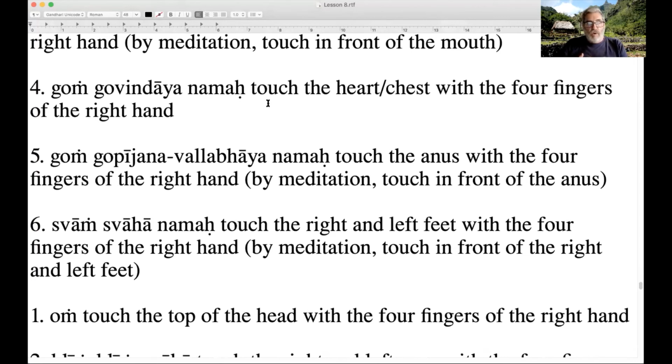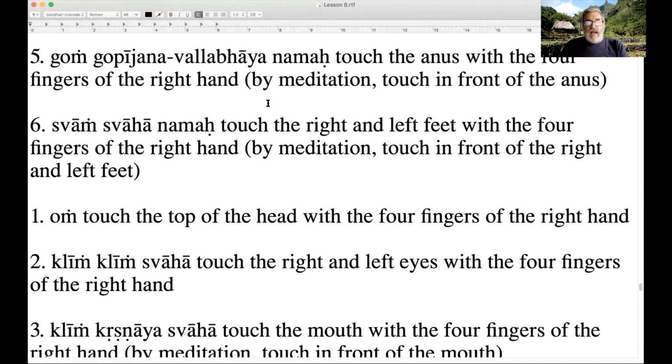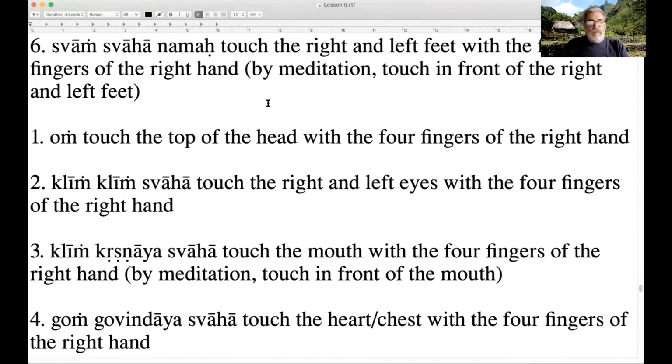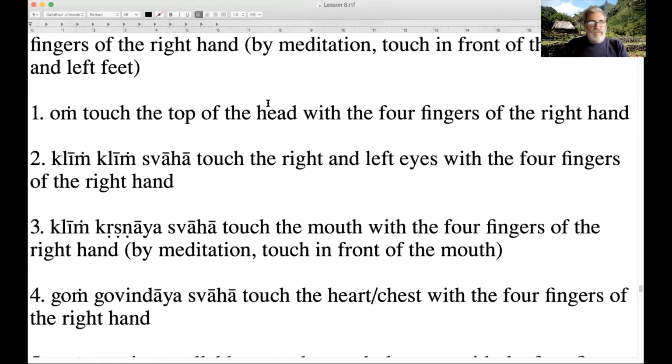Om Gom Gopijana Vallabhaya Namaha, touch the anus, and again this is by meditation, meditate on that with the 4 fingers of the right hand. Swam Swaha Namaha, touch the right first and then the left feet with the 4 fingers of the right hand by meditation, right? We're almost finished here with the nyasas and then we'll complete for today.